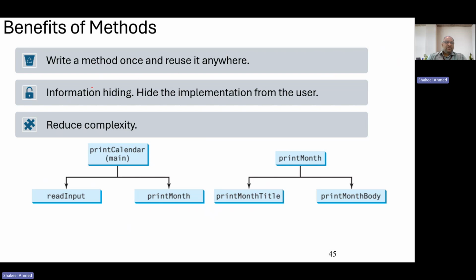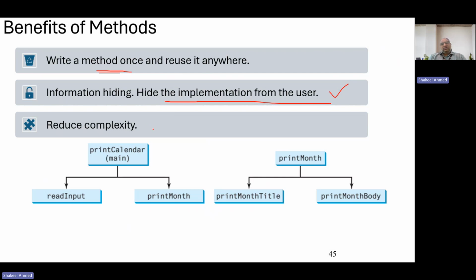So the things that can be used here is write a method once and reuse it anywhere. Methods, as many times that you are using, you can use it. Also information hiding: hide the implementation from the user. You can hide the information from the user, what you don't want the user to see what he is doing, and you can even reduce the complexity of what the program will be doing.